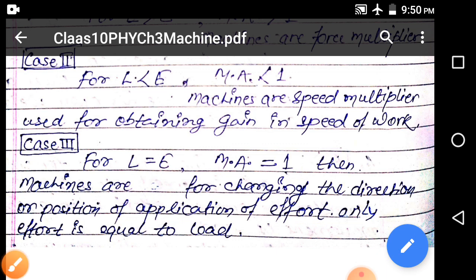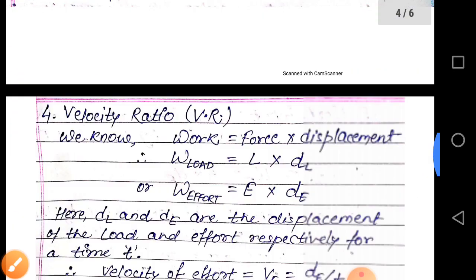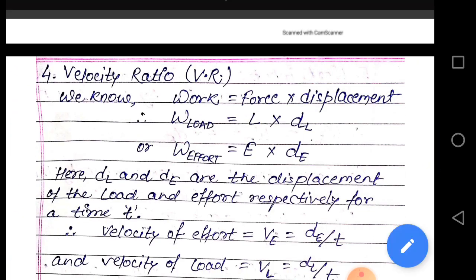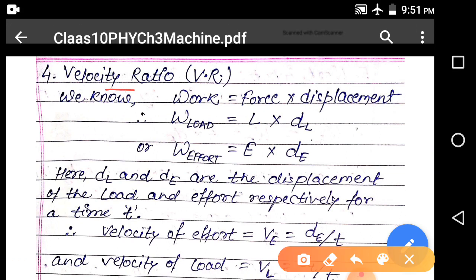Now go to the next point, velocity ratio. See, velocity ratio means the ratio of two velocities. So first we have to know that work is equal to force into displacement. Here we have two forces.